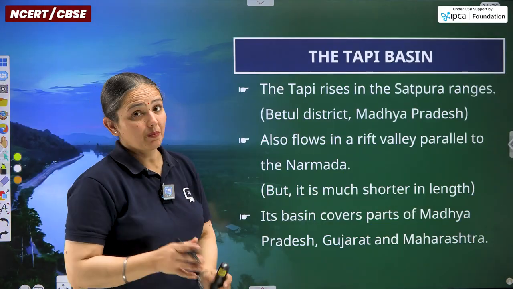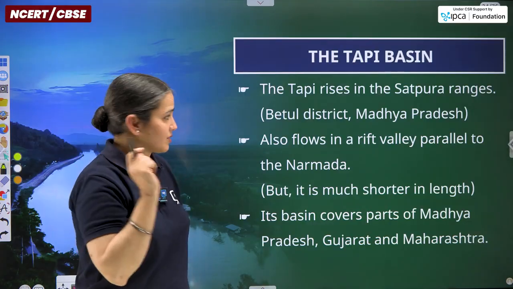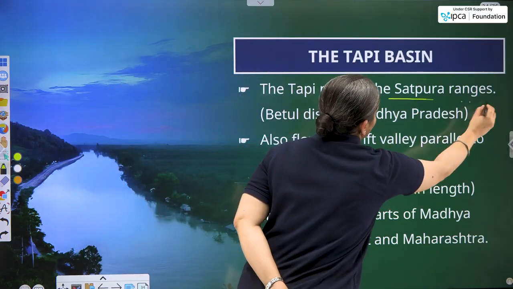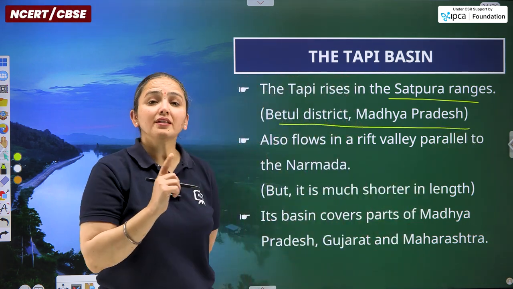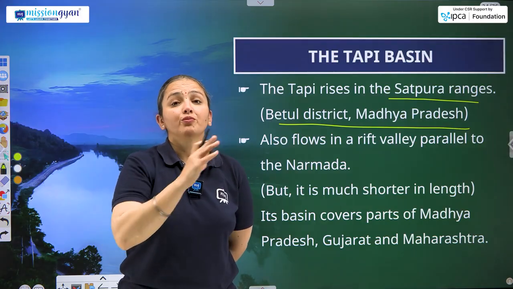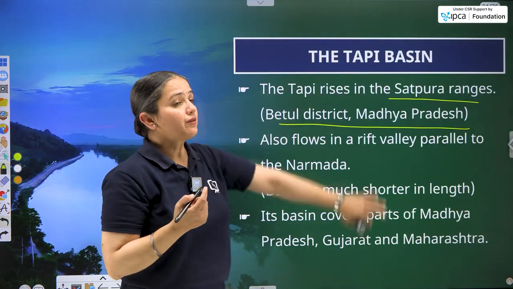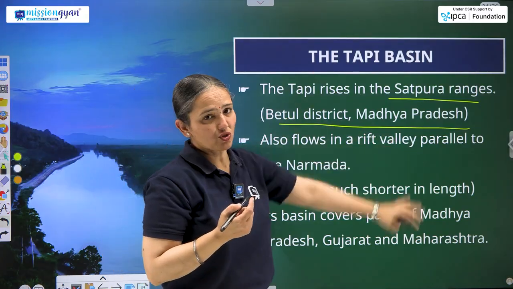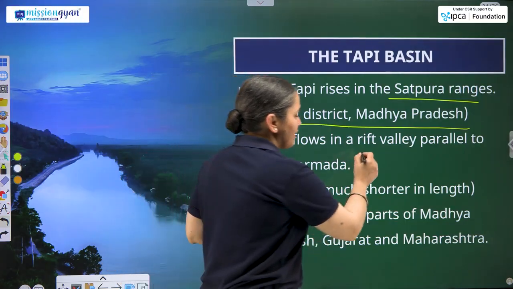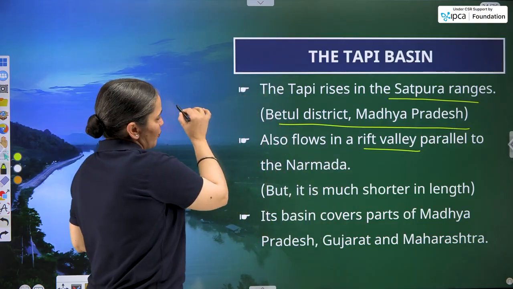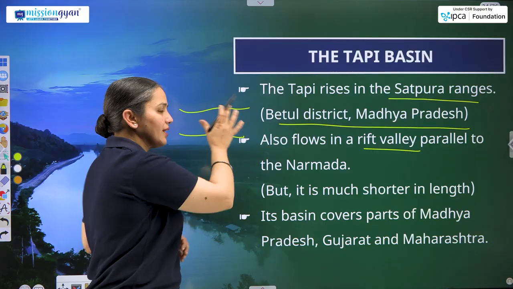Talking about the Tapi basin, another river, it also flows westward into the Arabian Sea. The Tapi rises in the Satpura ranges, lying almost in the Betul district of Madhya Pradesh. So Narmada and Tapi both rise from Madhya Pradesh itself. Amarkantak Hills for the Narmada's origin, and for the Tapi river's origin we also have the Madhya Pradesh region itself, nearby Amarkantak Hills. It also flows in a rift valley as the Narmada does. Particularly, Vindhya and Satpura, two ranges are there, and in between lie the valleys and gorges, and there lies the rift valley itself.